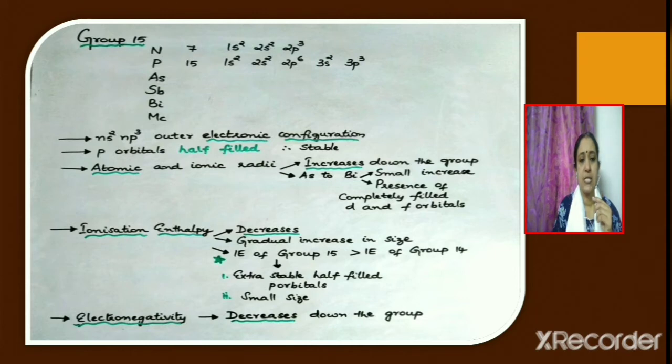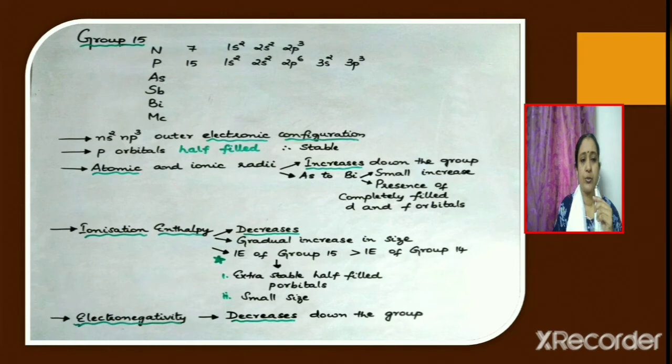Note that the p orbitals are half-filled. So the electronic configuration of group 15 elements is found to be highly stable, because of the half-filled p orbitals. Next, we shall discuss atomic and ionic radii. As we move down the group, atomic size increases. There is an increase in size from nitrogen to phosphorus, but only a small increase from arsenic to bismuth. This is due to the presence of completely filled d and f orbitals.